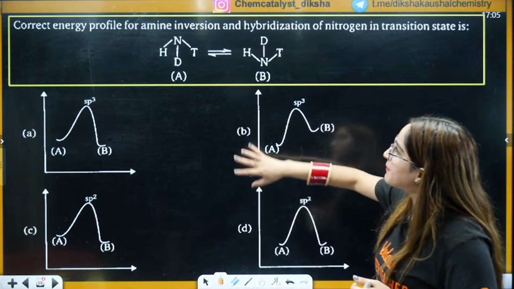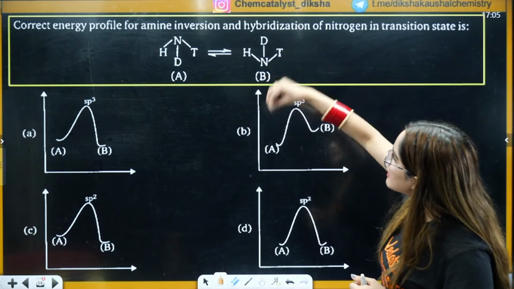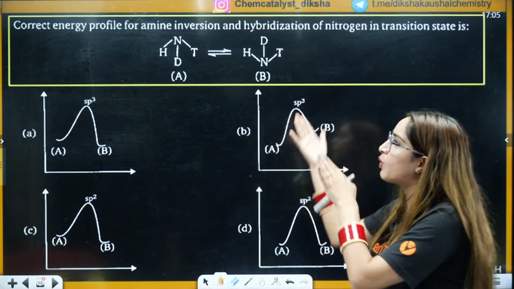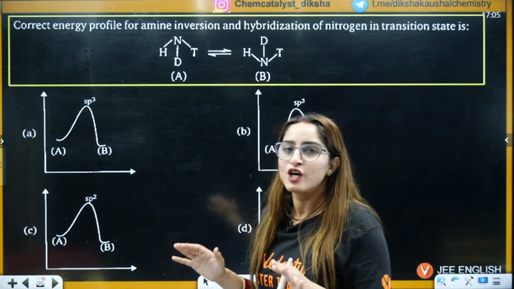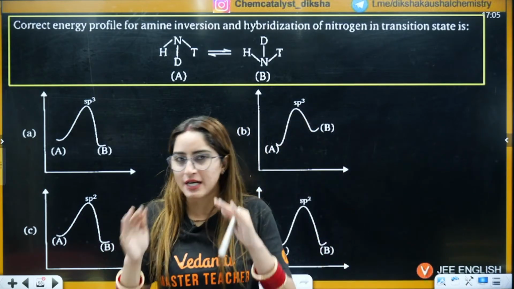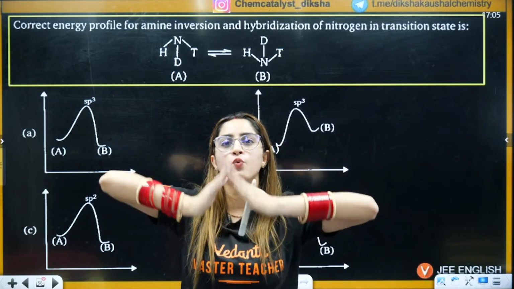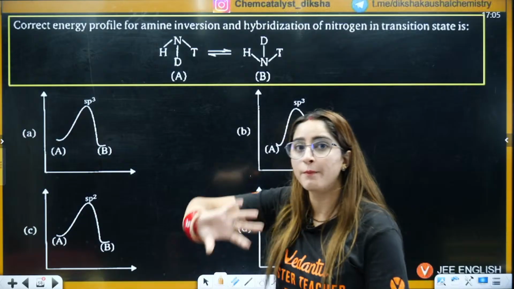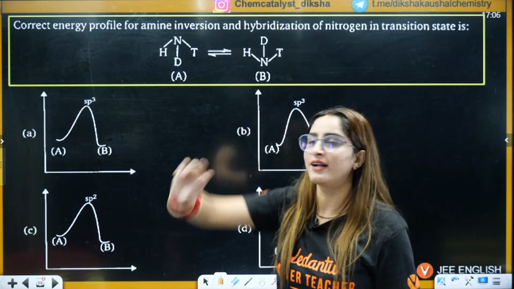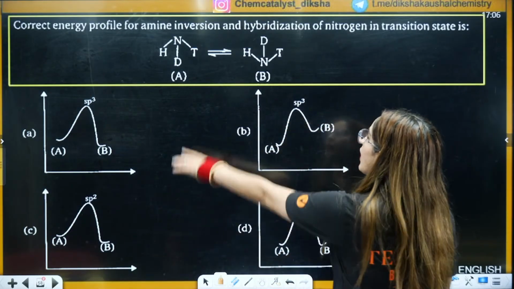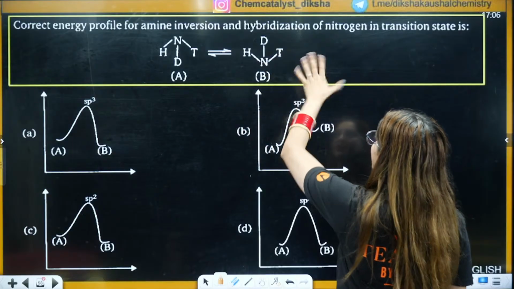So here they are asking for the correct energy profile of amine inversion. Amine inversion: first it was like this, then suddenly it will go like this. That is the inversion, like an umbrella that gets inverted. So here you have this amine, which is totally inverted.